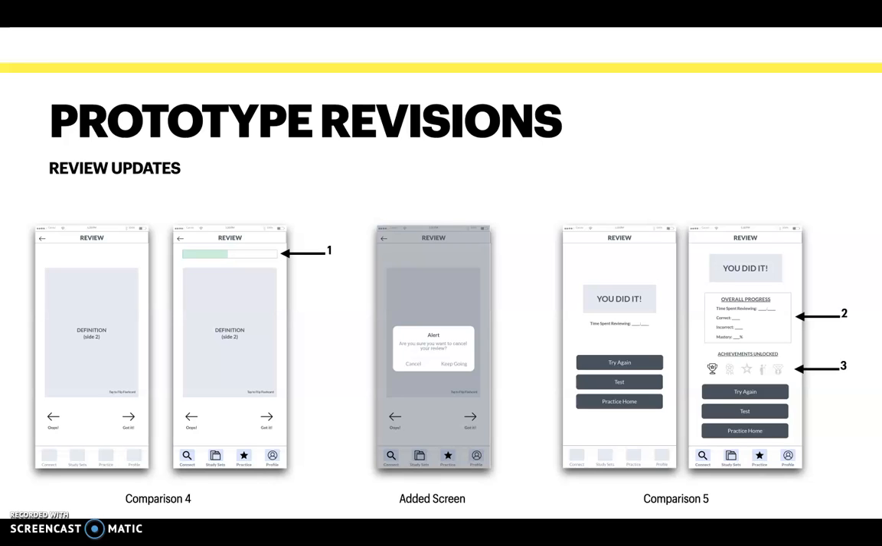And finally, in the review section, we increased the user's progress report to show the time spent reviewing, the number correct, the number incorrect, and a mastery percentage. We have also created a section where achievements can be unlocked as user gains increase.